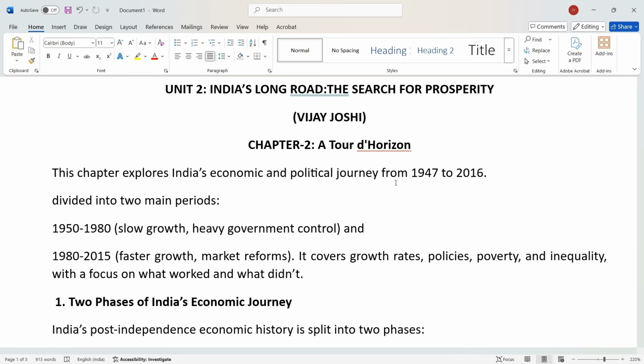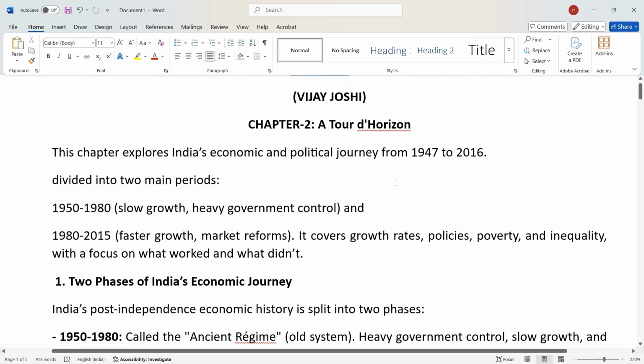Students, I have completed unit 1 of your G subject. Let's continue with unit 2, and the chapter is India's Long Road: The Search for Prosperity by Vijay Joshi. It's chapter 2 of your reading.